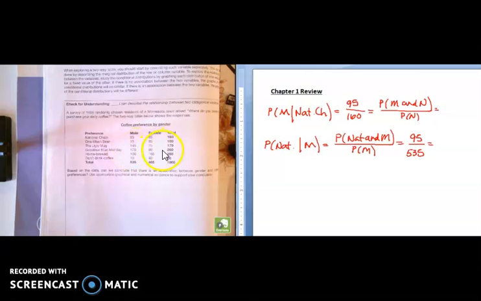It doesn't matter if you're male or female, you like coffee the same way. If you see a difference, well, then there's some sort of association. So you could look at all of that.